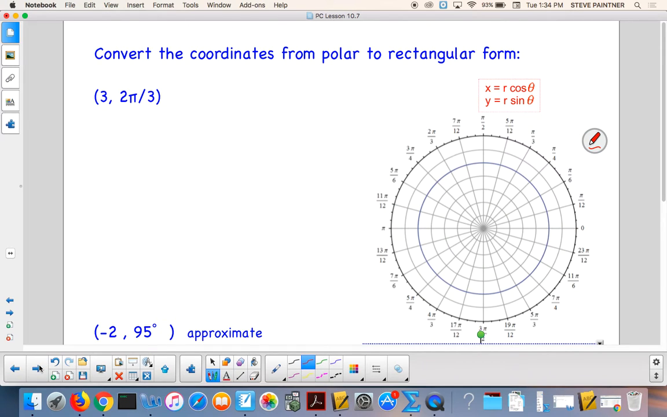You know some polar coordinates, 3 and 2 pi over 3, and you want to convert to rectangular. And this is going to be the relationship you use. X is equal to r cosine theta, and y is equal to r sine theta. First thing you want to do always, just plot the point. It's 3, 2 pi over 3. So I'm going to go out 1, 2, 3, and then over 2 pi over 3. Here's my point.